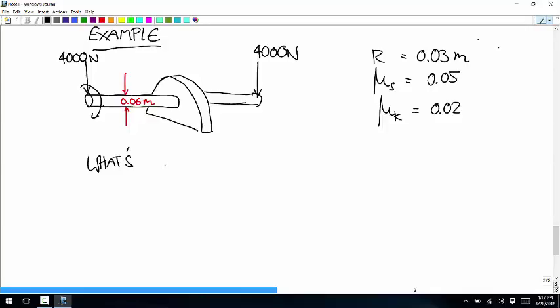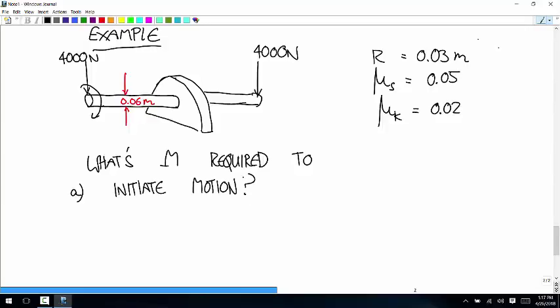So what's the external moment required to, first of all, initiate motion, and second, to maintain motion with a constant angular velocity?